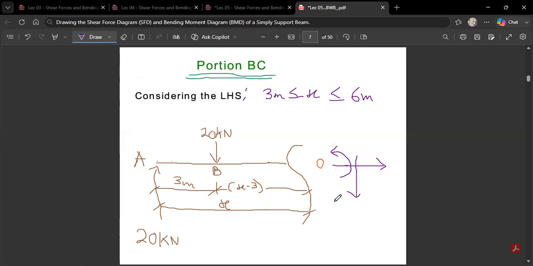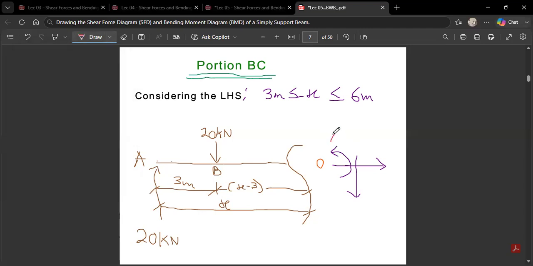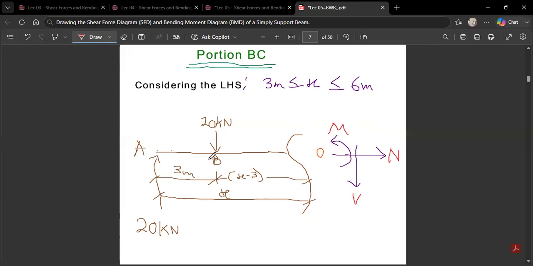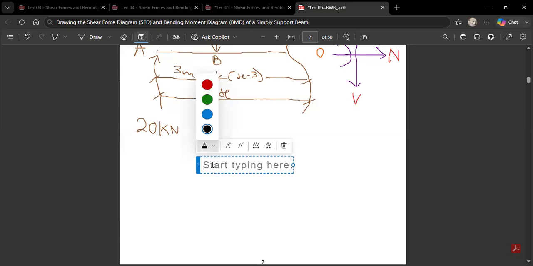So I said that this is the moment, your neutral axis, and then this is your shear force. Very good. So from here, what are you going to do? You're going to calculate your shear force values. It's just as simple as the same thing that we did initially. So over here, these are your shear force values.